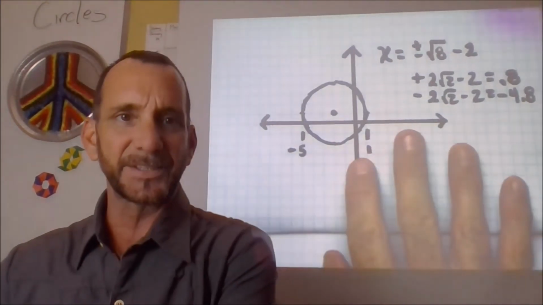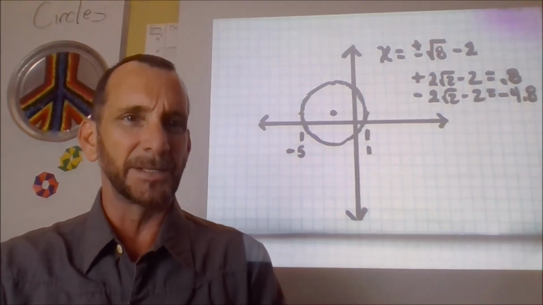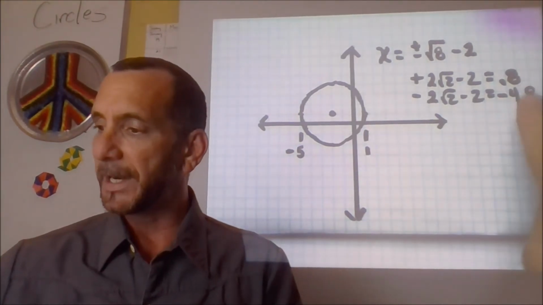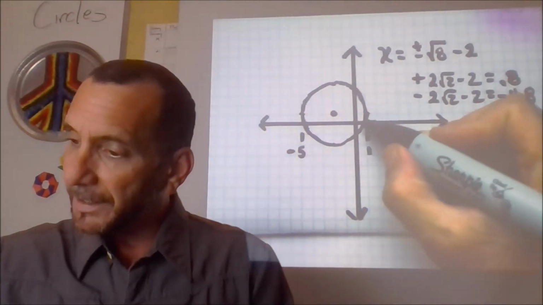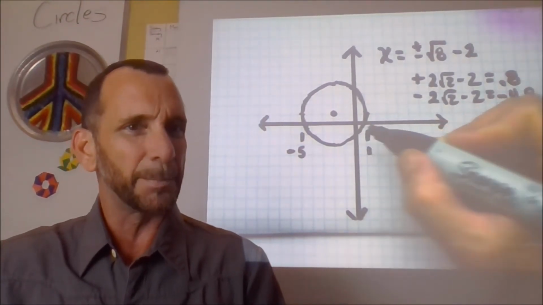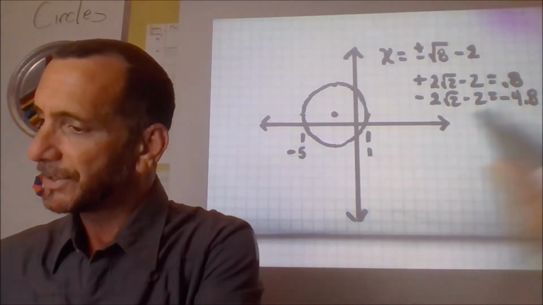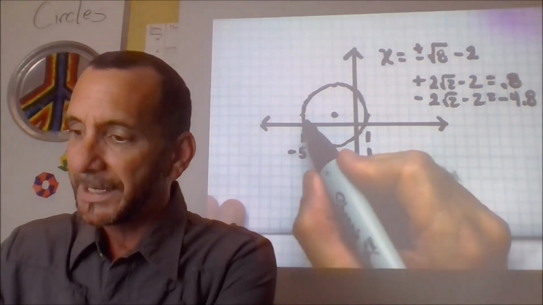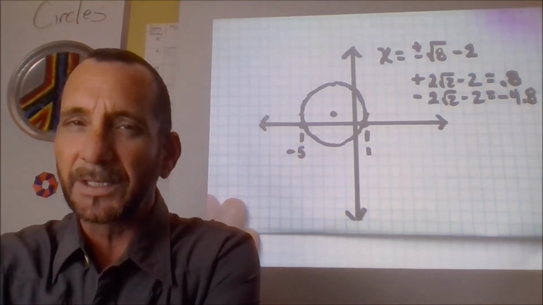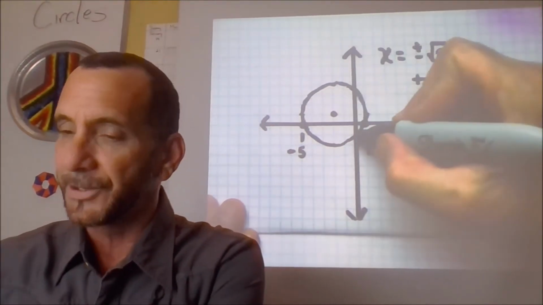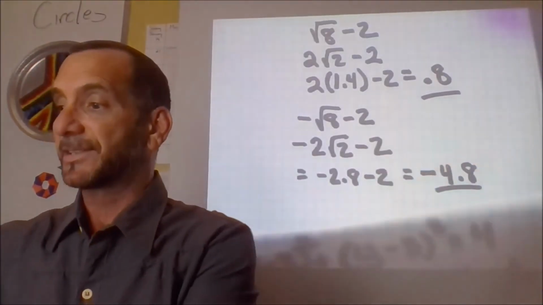Just take a look at this. We had our answer to be plus or minus the square root of 8 minus 2. Well, that is 0.8 and negative 4.8. Look here. Does that look like it crosses the x-axis at about 0.8? Sure does. And what about negative 4.8? That is another x-intercept. Now you could plug in 0 for x to get the y-intercepts and solve algebraically the same way. But look at this.